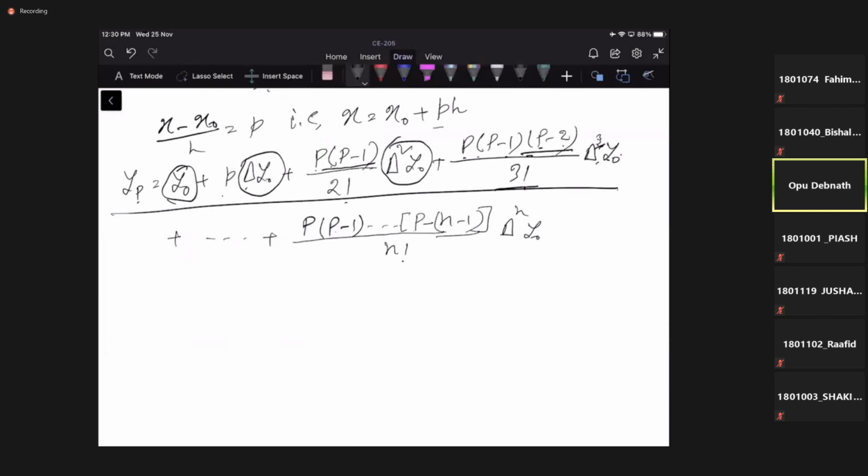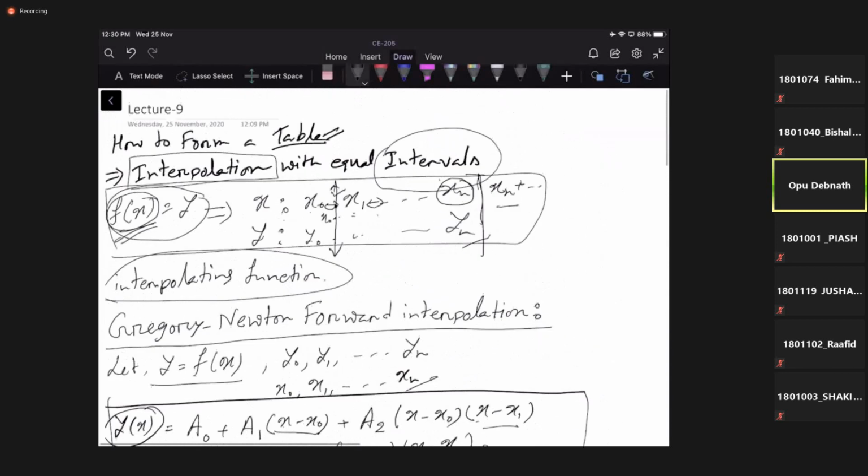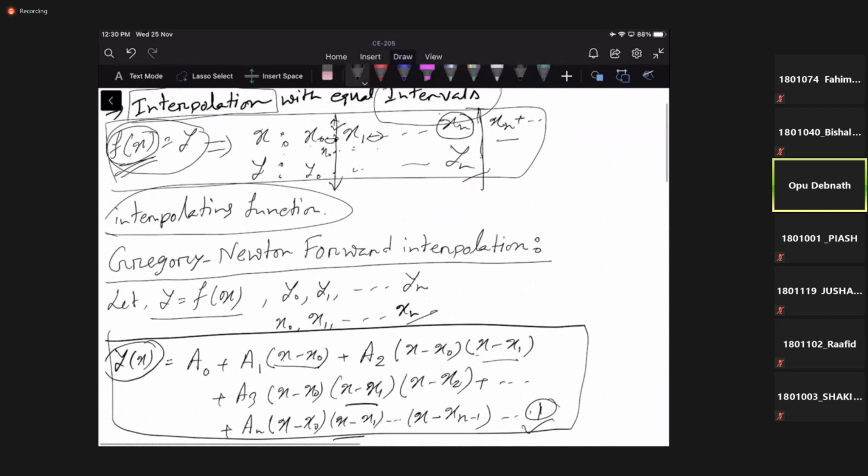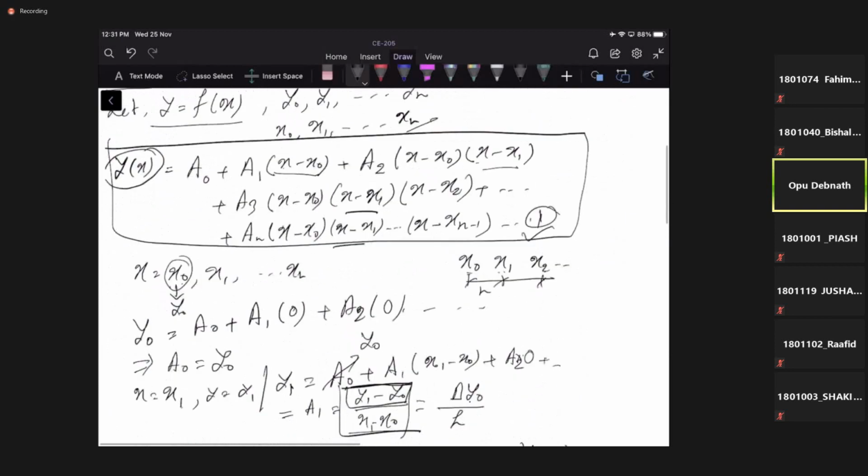But from the name, you can find that this is the Gregory-Newton forward interpolation formula. So here is a basic trick. And again, hopefully in the next class we will learn how to use the Gregory-Newton backward interpolation formula. So there is a change in name, and also there is a change in its application.